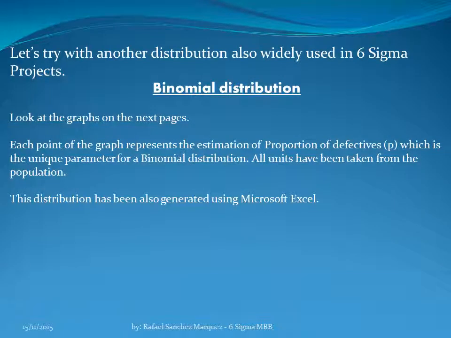Binomial distribution. Let's refresh this concept. It is when we are using the proportion of defective units, and the attribute is okay, not okay, go, no go, or these kinds of things. When we have okay, not okay, or go, no go, the variable can take only 2 values.